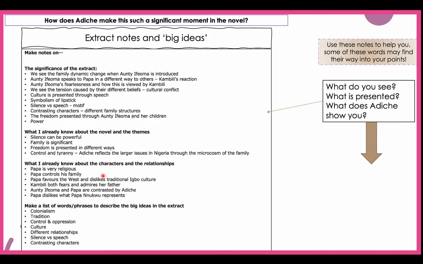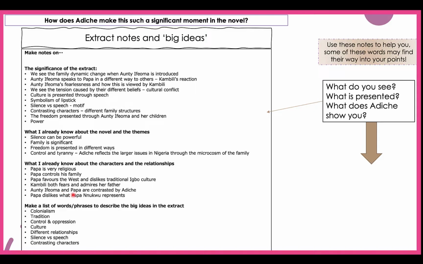What I already know about the characters and their relationships, I know Papa is very religious. I know that he controls his family. He favours the West. He dislikes traditional Igbo culture. I could probably use that if I'm talking about the different language and the different words that Papa and Auntie Ifeoma use. I know that Kambili both fears and admires her father. That's set up for us towards the beginning of the novel.